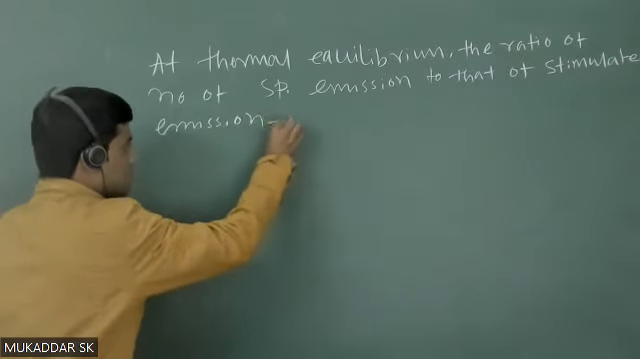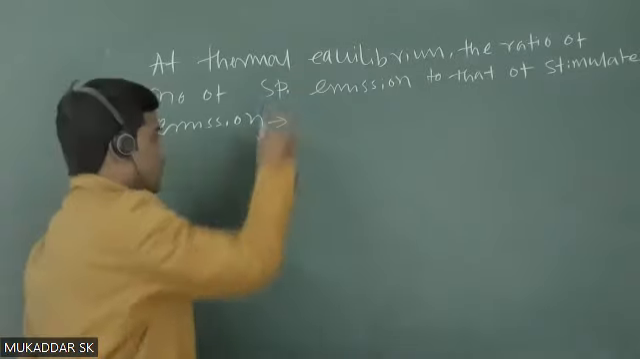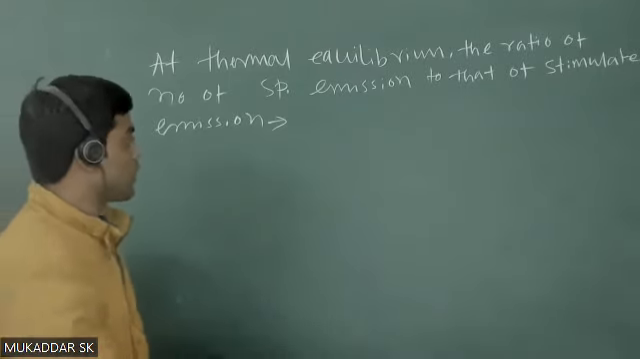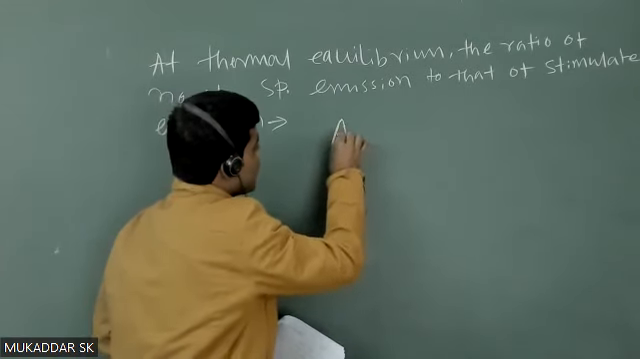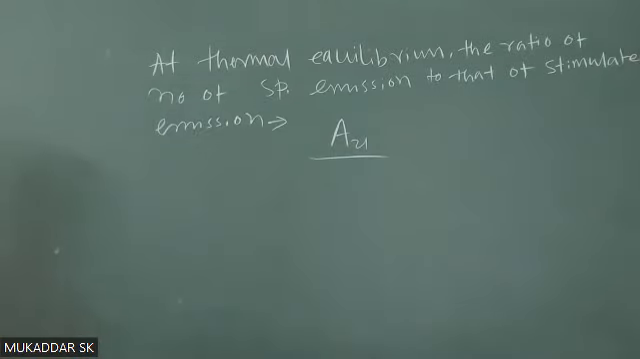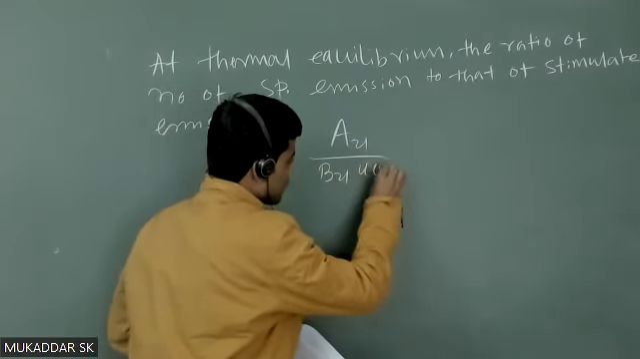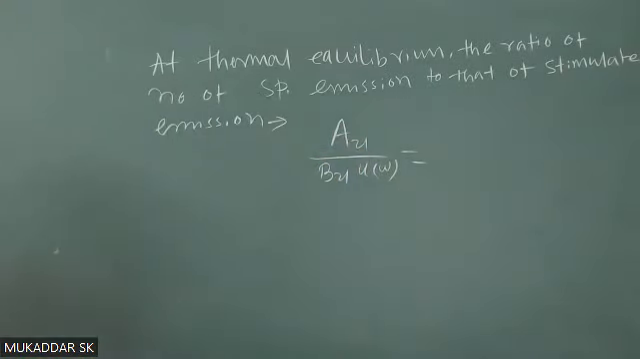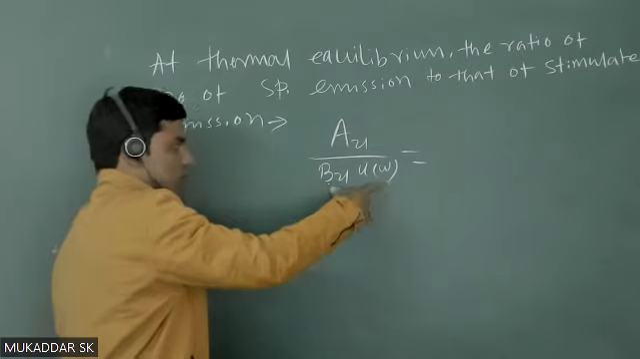Okay, this ratio, in mathematical form, is the ratio of spontaneous emission to that of stimulated emission. In mathematical form, how we used to write, that is nothing but the number of spontaneous emission, that is A21, and the number of stimulated emission, that is nothing but B21 U of omega. So this thing is actually representing the ratio of number of spontaneous emission to that of stimulated emission.